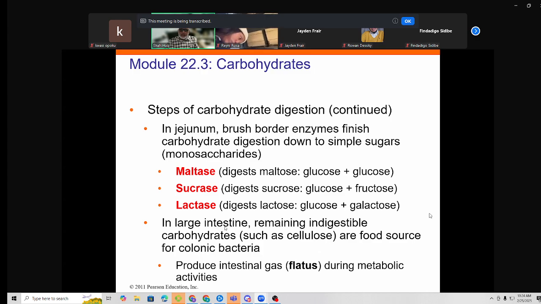And in the large intestine, the remaining indigestible carbohydrate, like the cellulose I just mentioned, is a food source for colonic bacteria. So bacteria have an enzyme, which is called cellulase. That cellulase will be used to digest the cellulose.